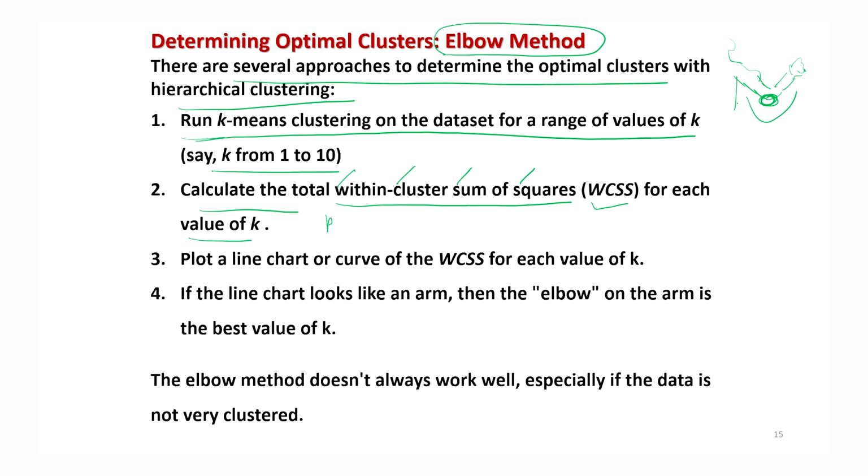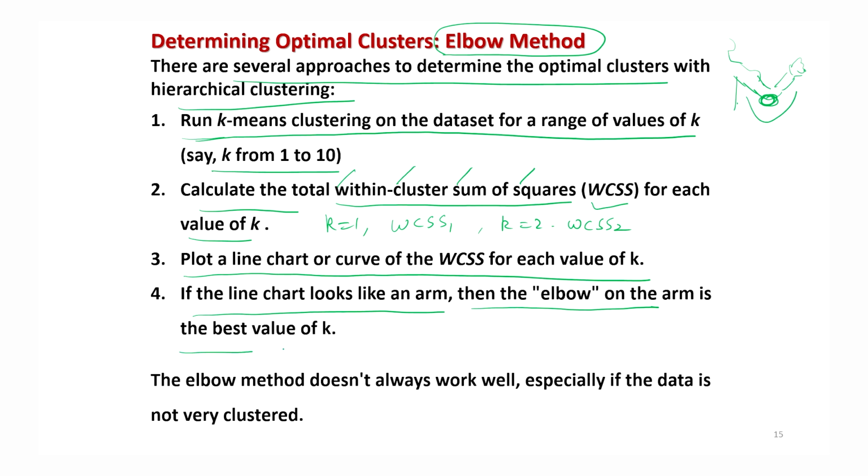For example, you take k equal to 1, then compute WCSS 1, k equal to 2, and compute WCSS 2, and so on. And then we plot a line chart or curve of WCSS versus k, right. If the line chart looks like an arm, then the elbow on the arm is the best value of k, right. This is my arm, this is the elbow, so this is the value of k.